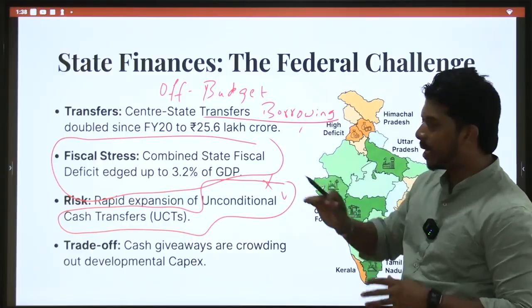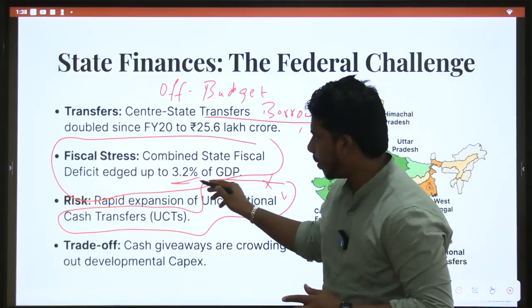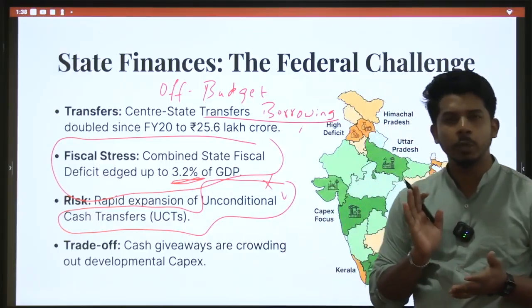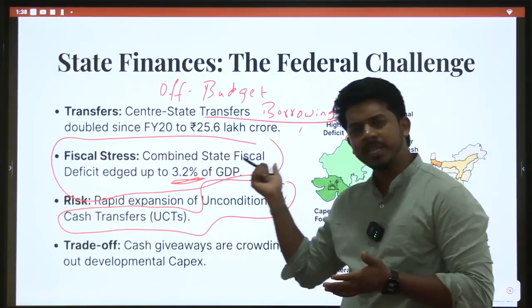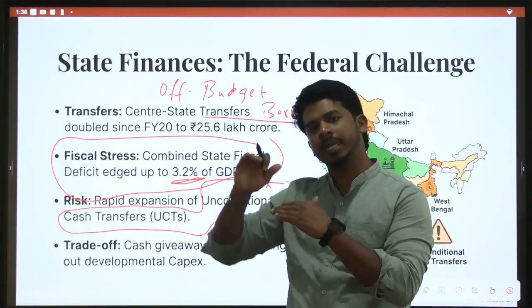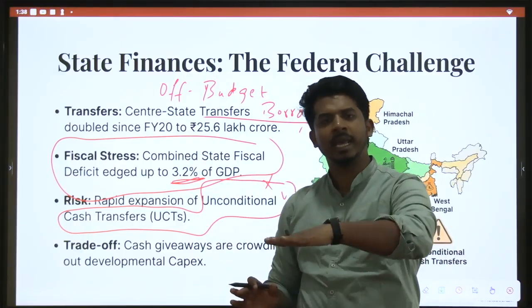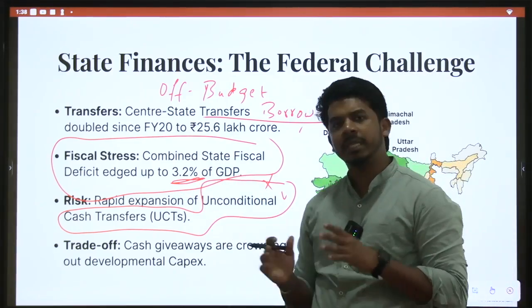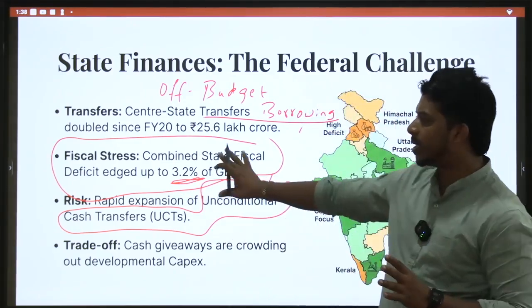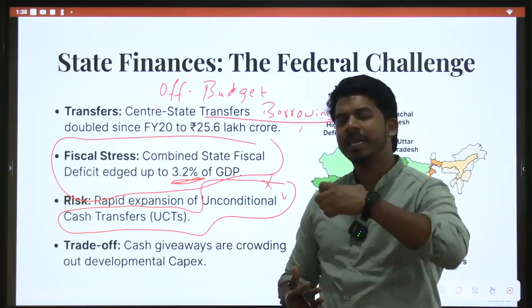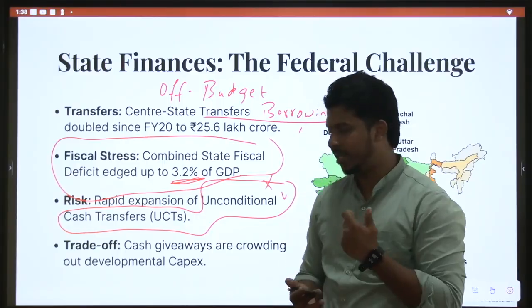So the desired level is 3%, 3.3%. But if you take the average, they are having almost 3.2%. On an average, every state is having 3.2%. Some states are having above average, some states are having below average. Generally accepted is 3% of GDP, but here we are having 3.2%. So just now we are seeing a fiscal stress, an increase in fiscal deficits of various states.